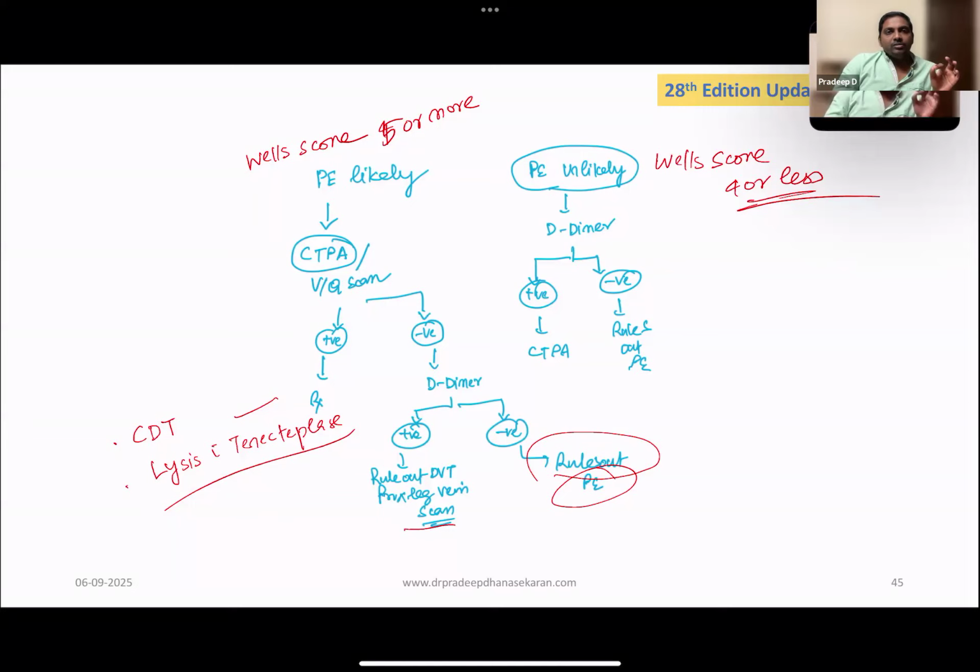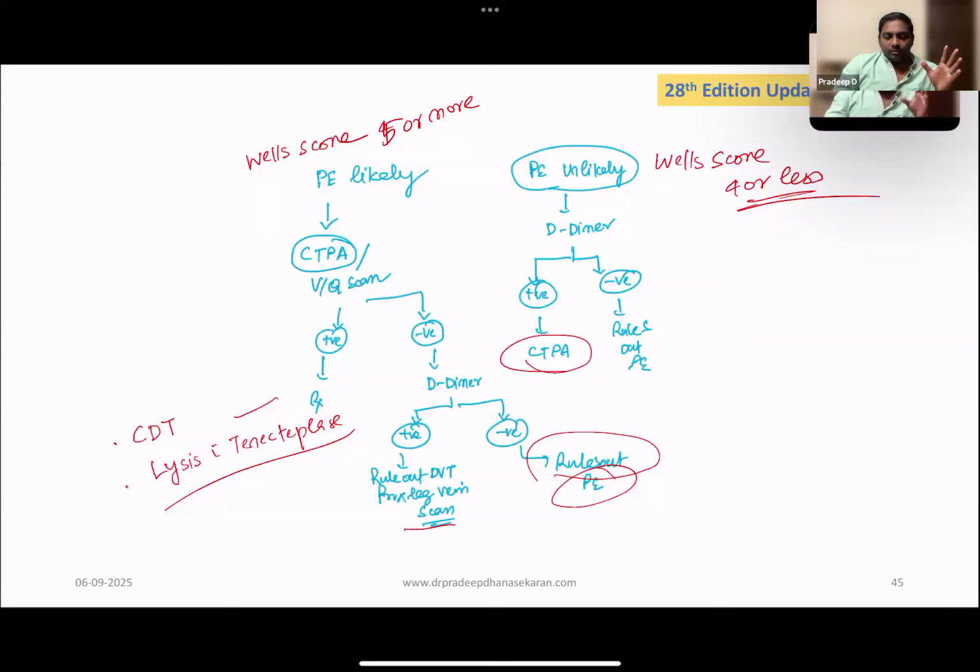If it is negative, it rules out the pulmonary embolism. Where the pulmonary embolism is unlikely, you at least do a D-dimer assay. If it is negative, it rules out thrombosis. If it is positive, you do a CT pulmonary angiogram. Right? So this is how the Wells score is used to predict the pulmonary embolism and help us to subject the patient to further investigation.